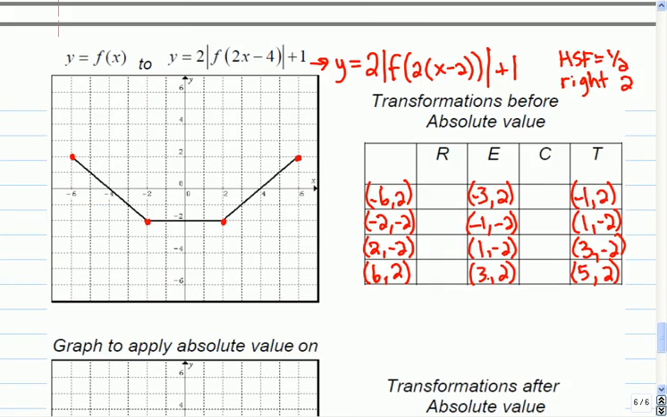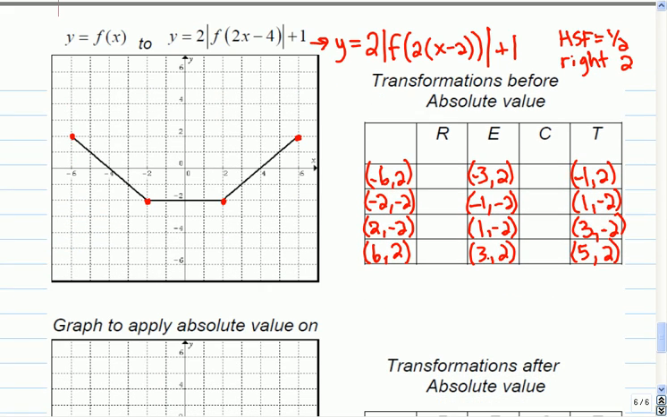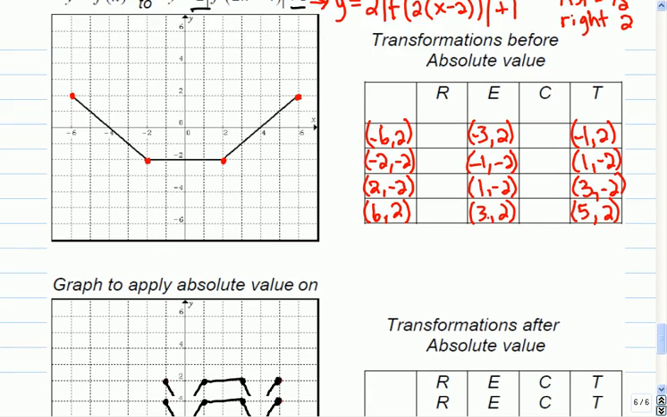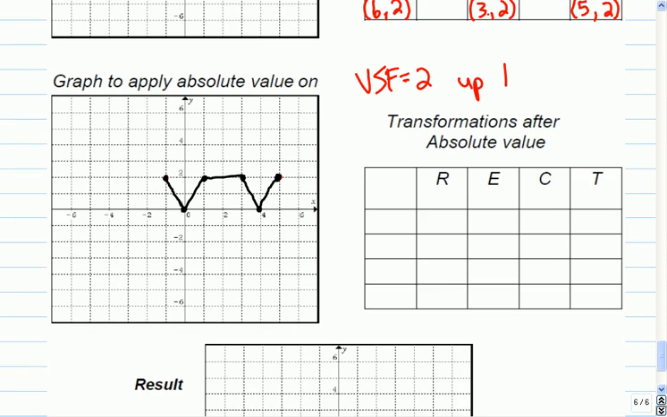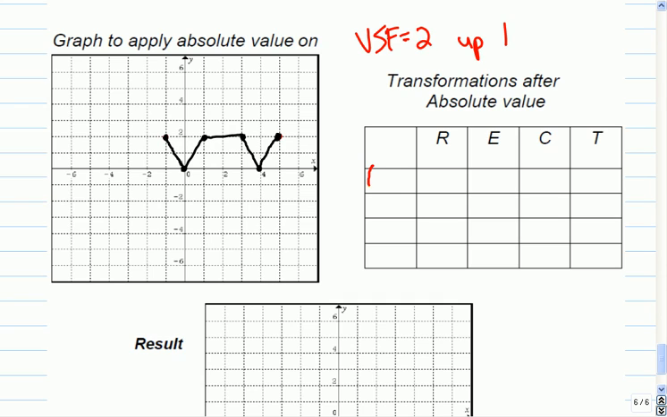Okay, those final transformations were a vertical stretch of 2 and up by 1. So I'll write those into my margin. I have a vertical stretch factor of 2, and I'm going to move this graph up by 1. Okay, so the points I'm working on have now become -1, 2, 0, 0, 1, 2, 3, 2, 4, 0, and what's that there? 5, 2.